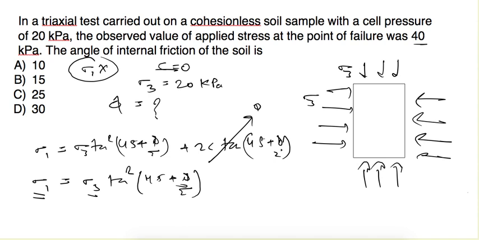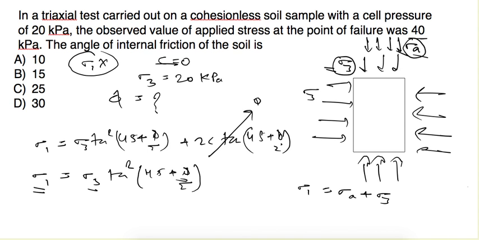What is this 40 kilopascal? So you have given that the observed value of applied stress at the point of failure was 40 kilopascal. So what we do in this test, first we apply cell pressure, that is the first stage. After that we apply an additional stress that we call as deviator stress. So we can measure the cell pressure, we can measure the deviator stress, but sigma 1 is not the deviator stress. Sigma 1 is the summation of deviator stress plus cell pressure. So sigma 1 is sigma d plus sigma 3. So that thing you need to be careful of.